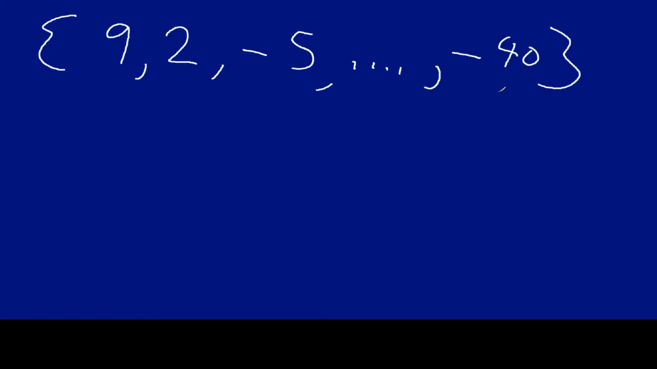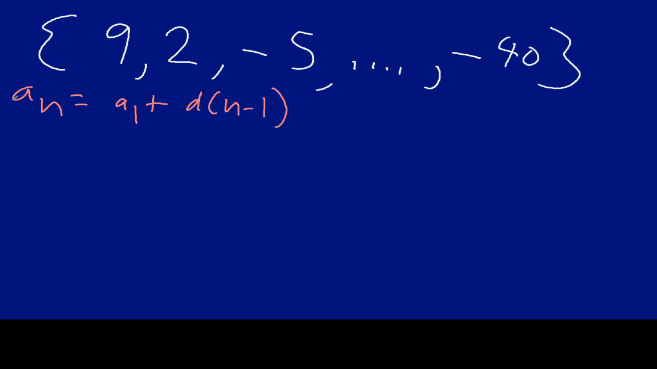You can see here that we are subtracting 7, because 9 minus 2 is 7, 2 minus 7 is -5, and so on. So the difference is subtract 7 each time. We know that. Now I'm going to put up the generic formula first before we work this out. Our generic formula is a sub n equals a1 plus d times n minus 1, like so.